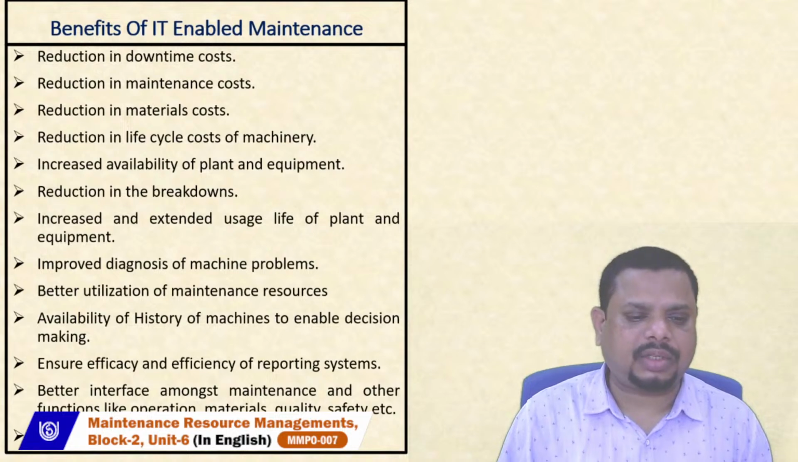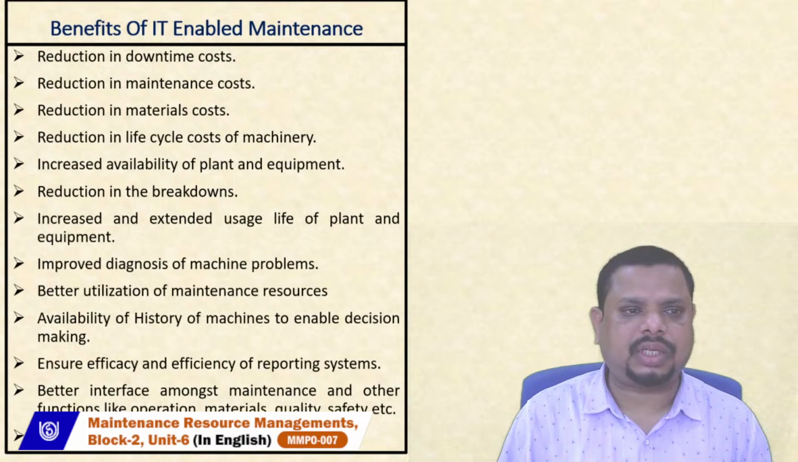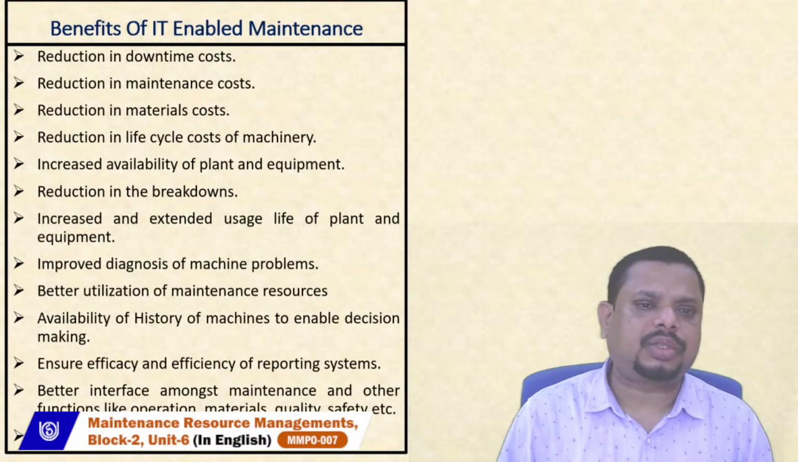Then better interface amongst the maintenance and other functions like operations, materials, quality, and the last important part is safety. And the most important aspect of your IT enabled maintenance is to reduce the paperwork. Unnecessary paperwork should be reduced. So these are the key benefits which enable the IT in the core area of maintenance management.